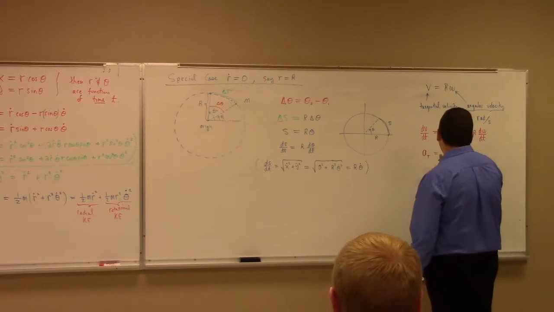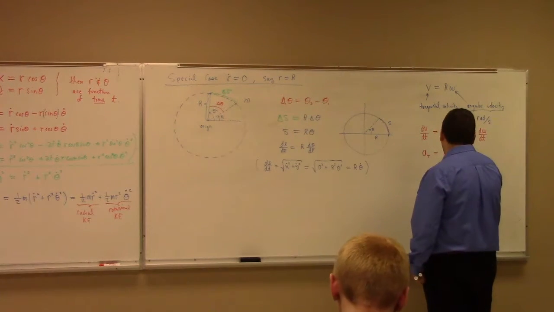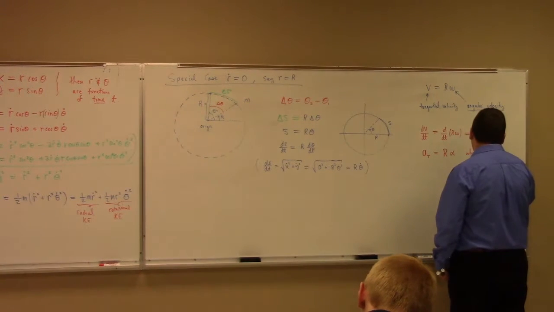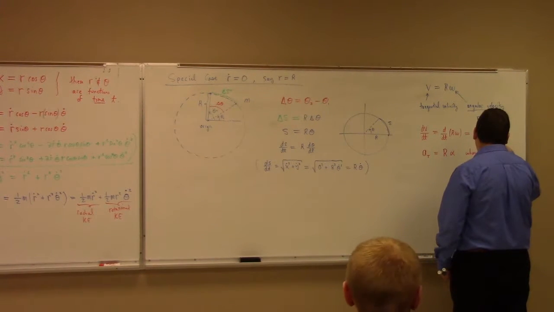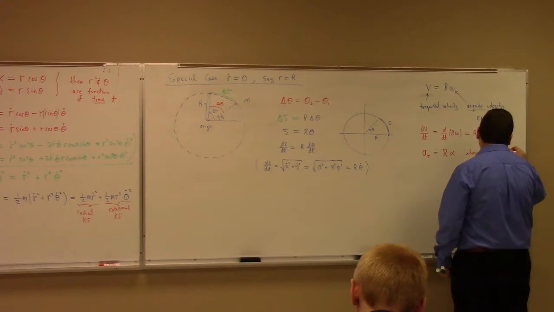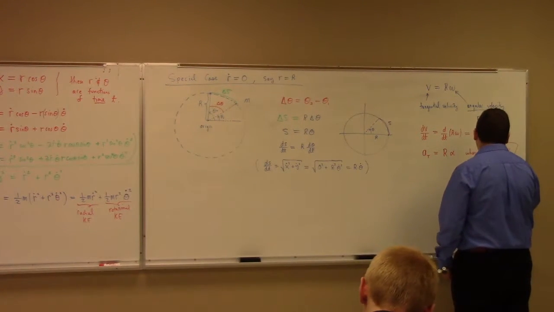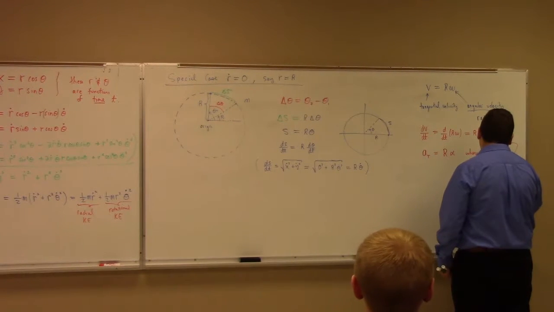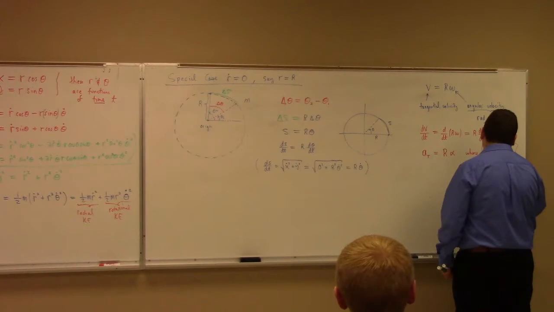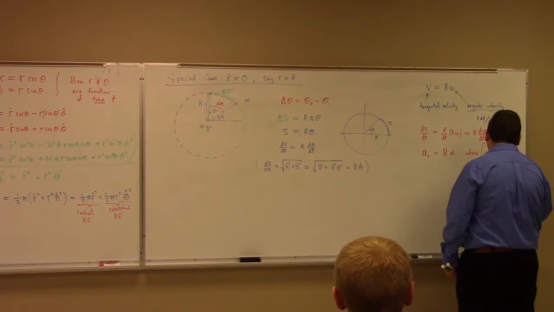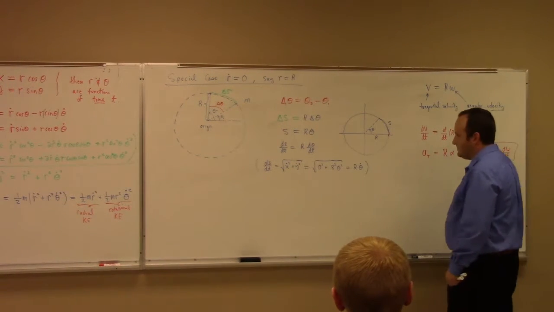Then the tangential acceleration is equal to r times alpha, where alpha is by definition d omega dt. This is the angular acceleration. What are the units for angular acceleration? Radians per second squared.